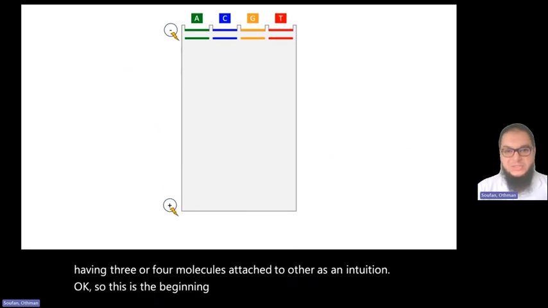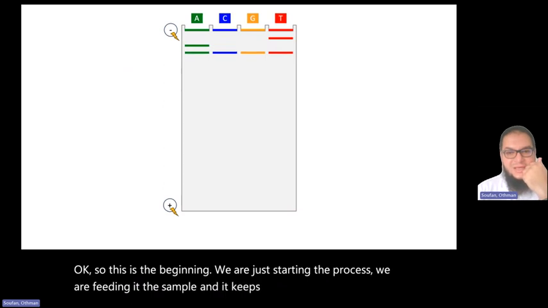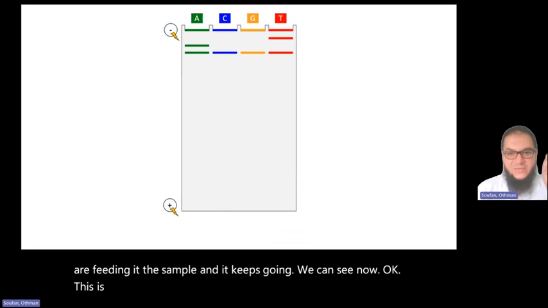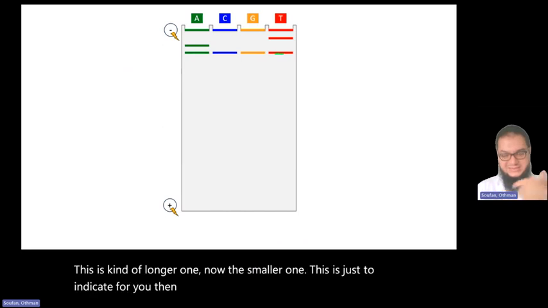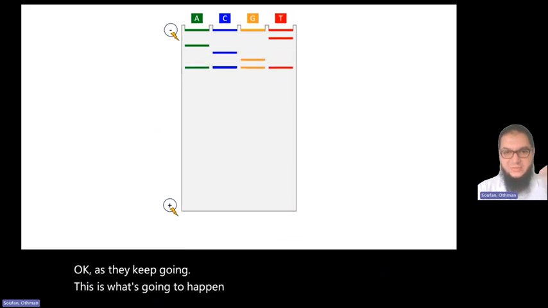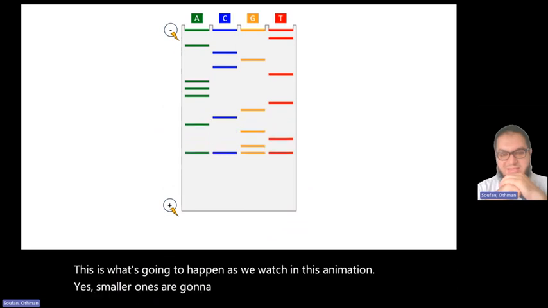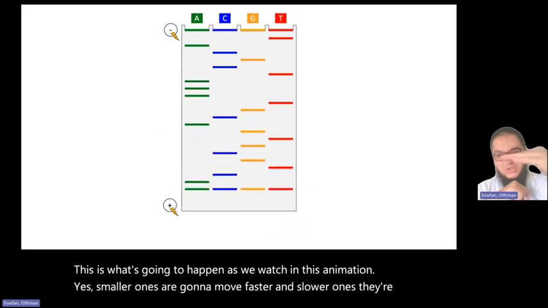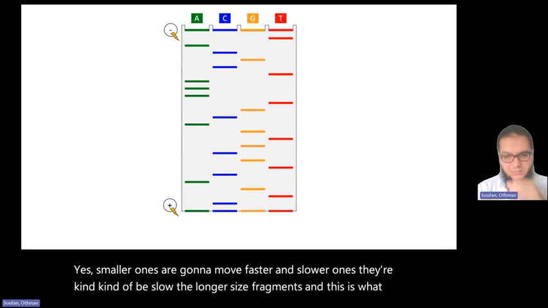Okay, so this is the beginning. We are just starting the process. We are feeding it the sample and it keeps going. We can see now, okay, this is a longer one. Now the smaller one, this is just to indicate for you they are of varying sizes. Okay, as they keep going, this is what's going to happen as we watch in this animation. Yes, smaller ones are going to move faster, and the longer size fragments are going to be slower. And this is what we end up with.